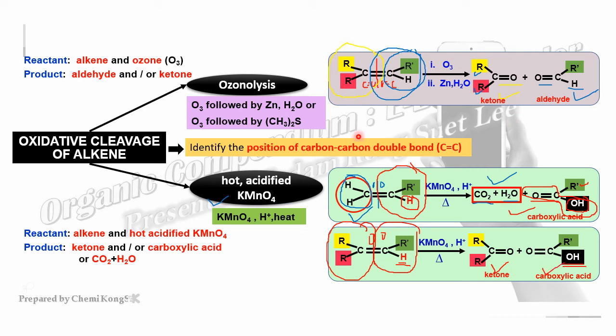So if compared with ozonolysis, much more easier. You just break the bond and then form C double bond O, C double bond O, the rest you just copy and paste. But for hot acidified KMnO4, be careful. CH2 forms CO2, H2O. If after breaking the bond, the C double bond O has one hydrogen, it will form the carboxylic acid. If there's no hydrogen, like this case, the yellow and pink, you just copy and paste everything and then form ketone.